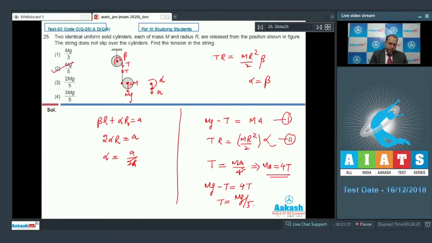So option 2 is the correct answer. So the correct answer for question number 25 is option 2. Let's move to question number 26.